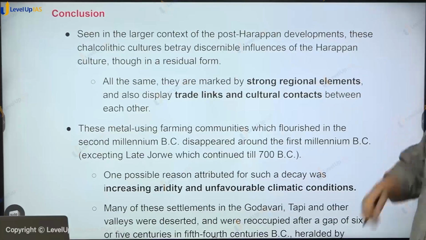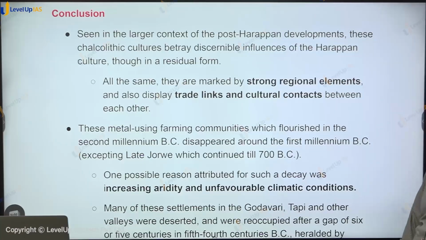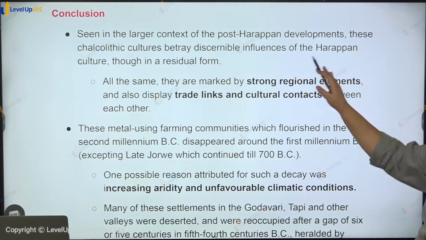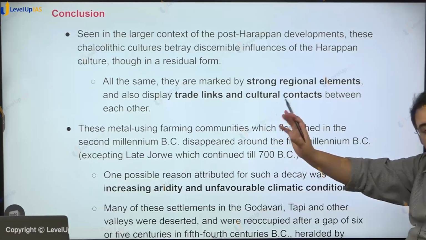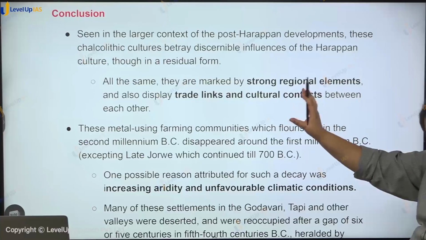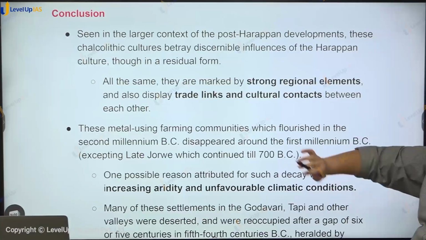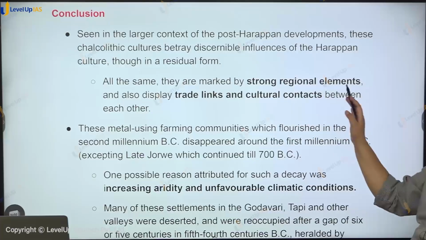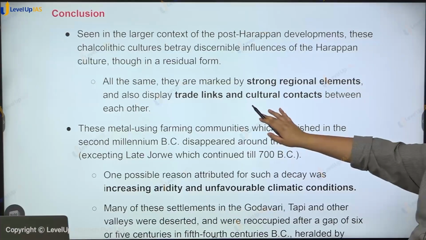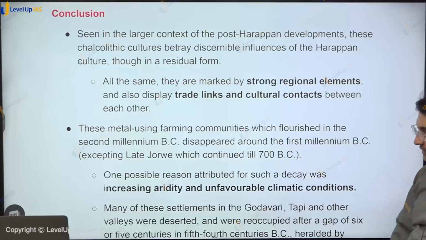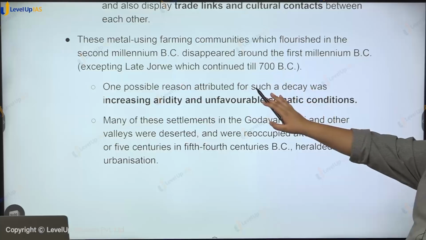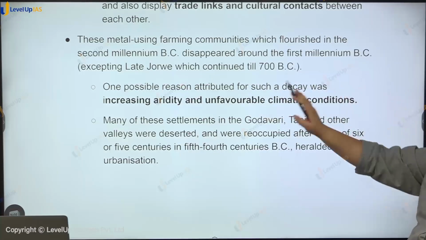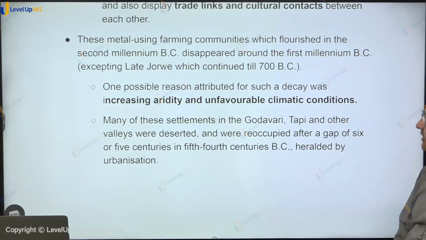Now, conclusion. Seen in the larger context of the post-Harappan developments, these Chalcolithic cultures betray discernible feature influences of the Harappan culture, although in a residual form. So full-fledged culture symptoms, Harappan culture traits, are not seen, but they are seen in their residual form. At the same time, they are marked by strong regional elements and also display trade links and cultural contacts between each other. These metal-using farming communities which flourished in the 2nd millennium BCE disappeared around the 1st millennium BCE, excepting the late Jorwe culture which continued till 700 BCE.